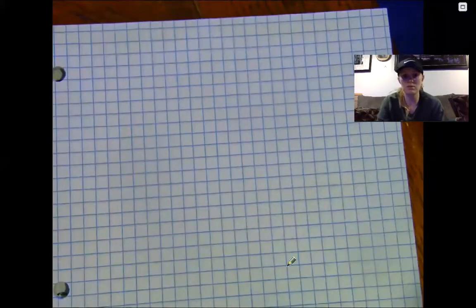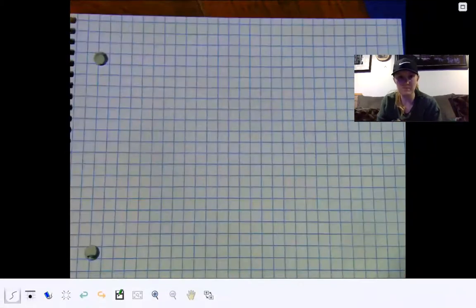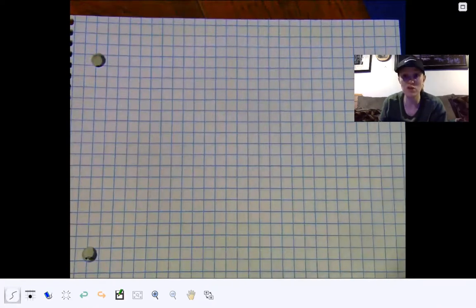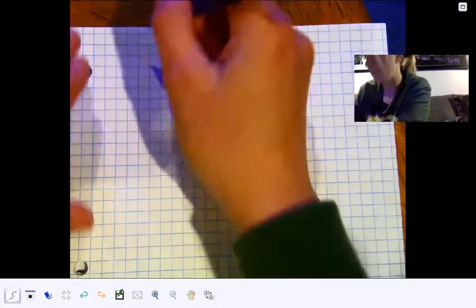All right, kids, we're gonna move on to our next data display. So far we've learned dot plot, which is where you literally put dots on a horizontal number line. We've learned how to do a stem and leaf plot, which is where you sort the data based on their place value. The next one we're gonna move into is called a box and whisker plot, okay?